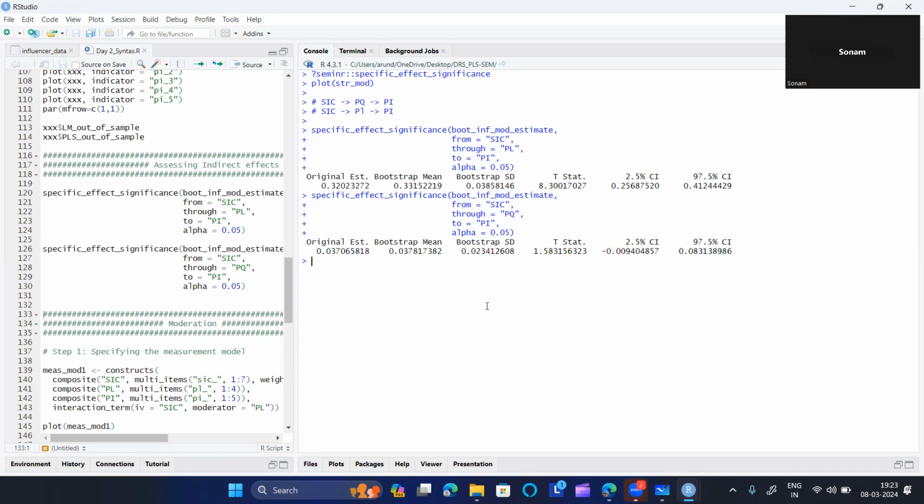No, sir, because the confidence interval contains a zero in between it. And the T statistic is also lower than 1.9 for the value. Yes. Okay. So there is only one mediation. There is only one mediation.